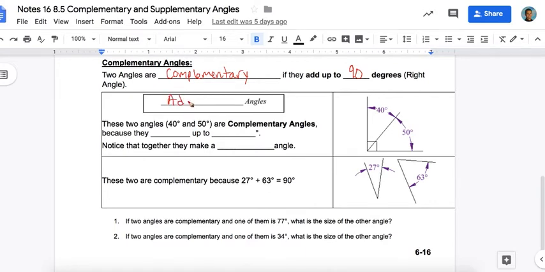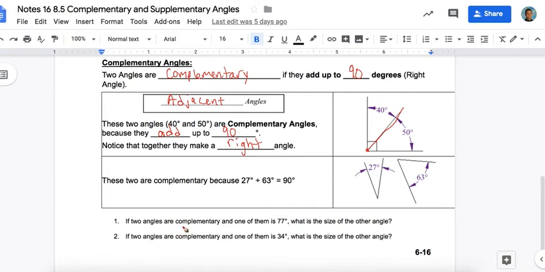Now, adjacent angles. Okay, and once again, we can tell that these are adjacent because they share this side and they share the same vertex. These two angles, 40 degrees and 50 degrees, are complementary angles because they add up to 90 degrees. Notice that together they make a right angle. These two are complementary because 27 plus 63 equals 90.